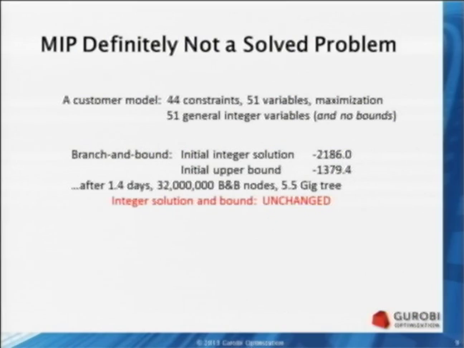You let this problem run for a day and a half, several million nodes, several gigabytes worth of tree data, and the integer solution and the lower bound do not change in that time. So that's an extreme case. I should say that this is unusual. A problem of this size is typically quite easy, but MIP is NP hard, so there are going to be cases that are just extremely difficult.